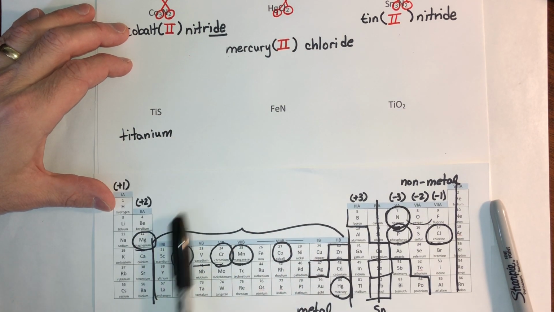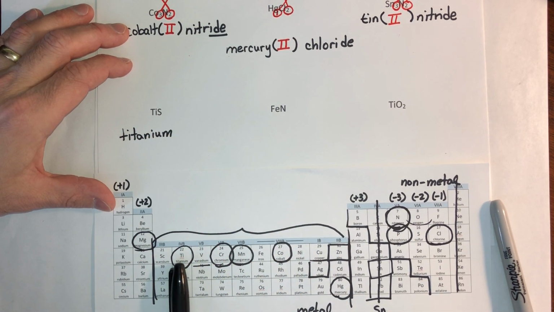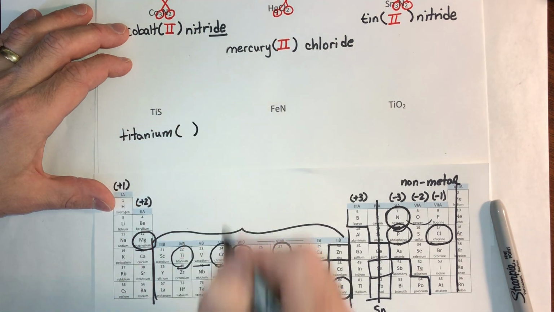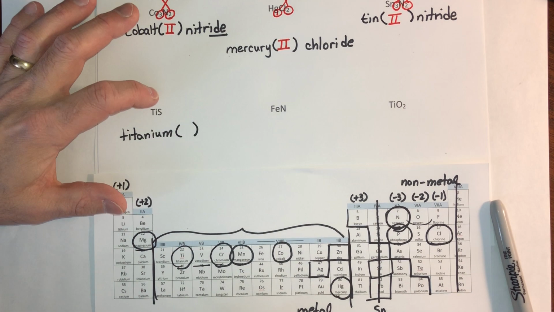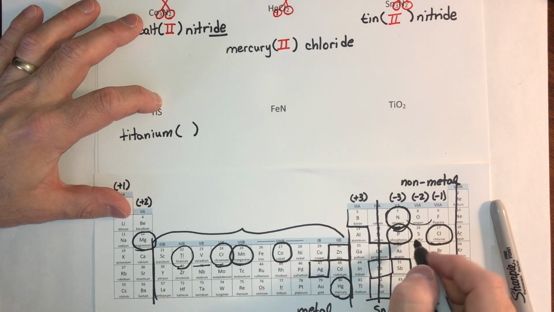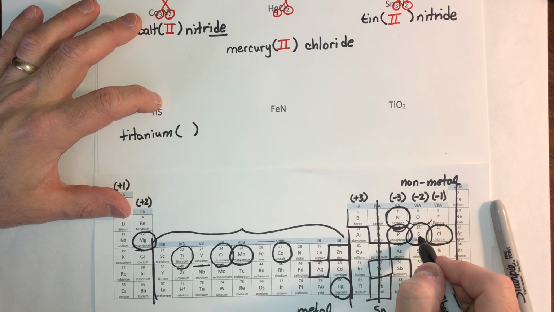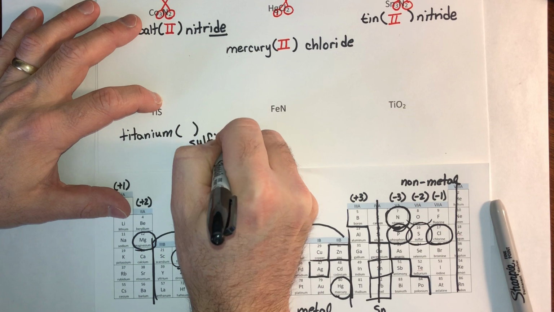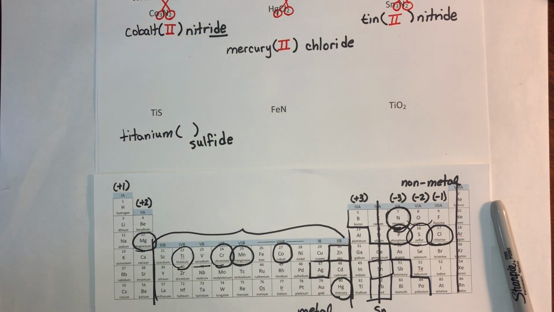Titanium is a transition metal, so it's probably going to need a Roman numeral. It's not one of the exceptions, so it definitely needs a Roman numeral. S, if I look it up, is for sulfur. Sulfur is the atom. Sulfide is the ion.